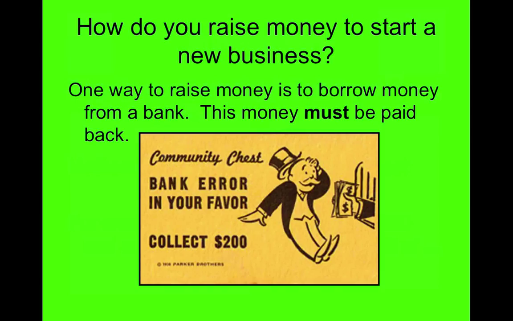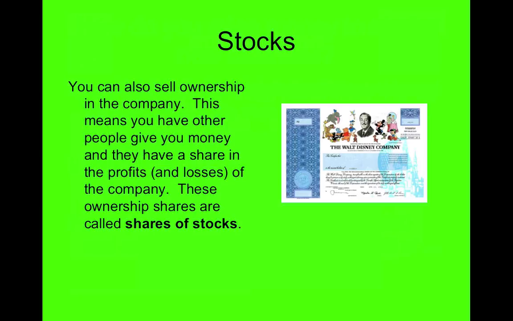There's another way that you can raise money for your company, and that's through the stock market. When you sell ownership in your company, you are selling a stock. This means you have other people give you money and they have a share in the profits and the losses of your company. That's why a single unit is referred to as a share. So you sell a portion of your company or you buy a portion of somebody else's company. So when they make money, you make money. When they lose money, you lose money.